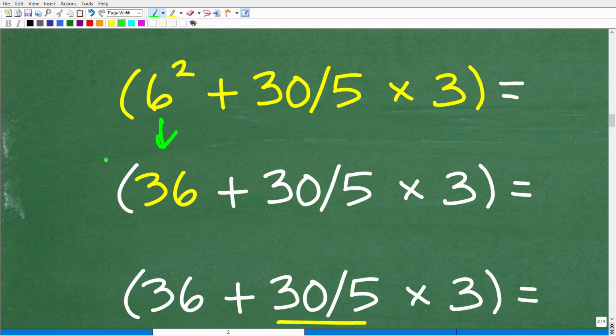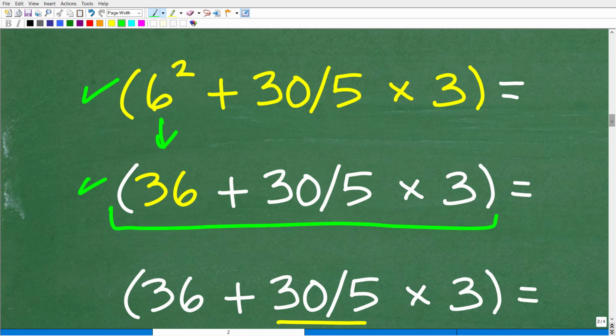Okay, so here's our problem. And look, I'm just doing this one step at a time. I'm not going quick. I'm just controlling my work so I can focus. This math problem is like a bunch of tiny little math problems all in one. So just focus on doing one part of the problem and then moving on. All right, so 6 squared is 36. So now I'm down to this right here.